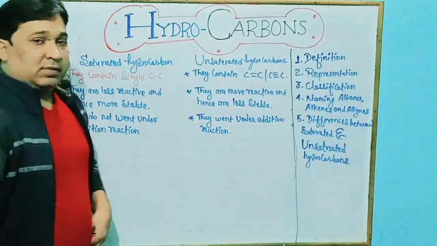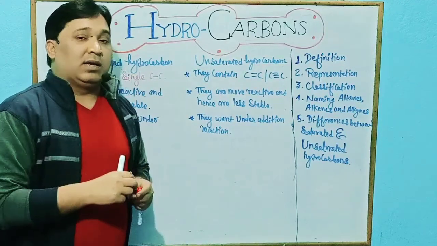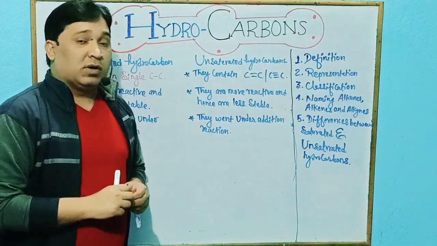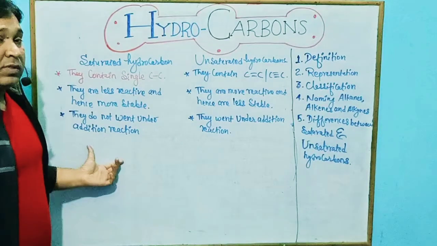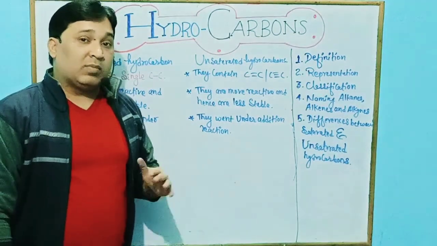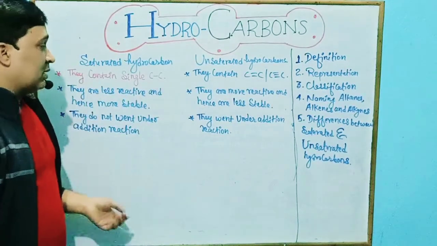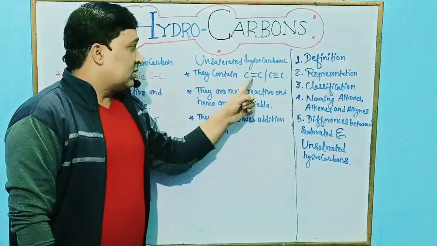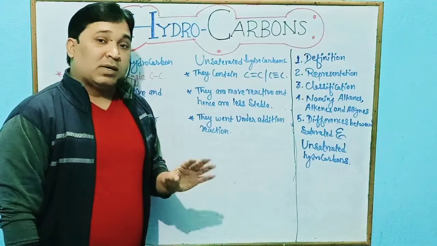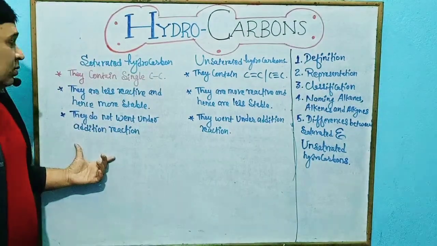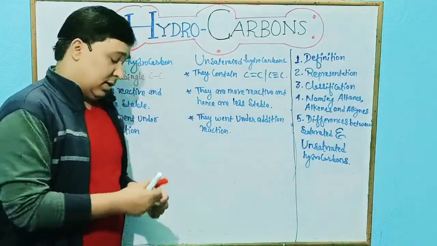Now we will try to understand the addition reaction. A kind of reaction in which other atoms are attached without replacing any of the hydrogen of the hydrocarbon is called an addition reaction. So in saturated hydrocarbons, it is not possible to add any other atom of any other element without replacing hydrogen, so they do not undergo addition reaction. Whereas in unsaturated hydrocarbons, because of the presence of double and triple covalent bonds, it is possible to add new atoms without replacing hydrogen. That's why unsaturated hydrocarbons undergo the addition reaction.